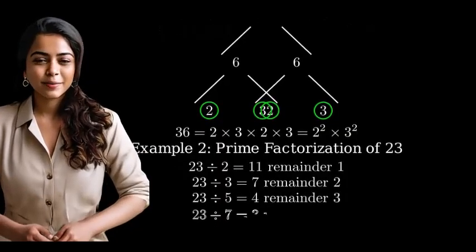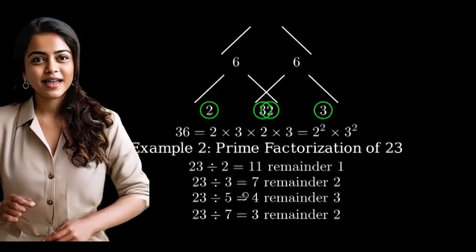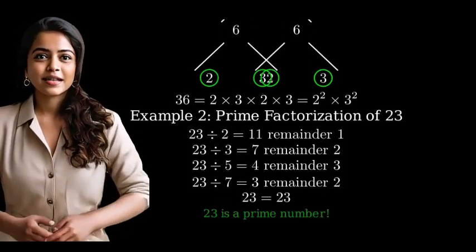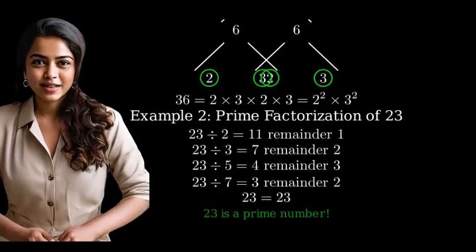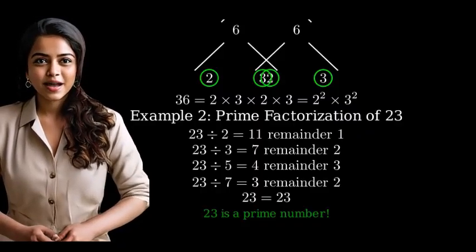We continue checking with 5 and 7, but none of them divides 23 evenly. Since 23 is only divisible by 1 and itself, it is a prime number. The prime factorization of 23 is simply 23 itself.